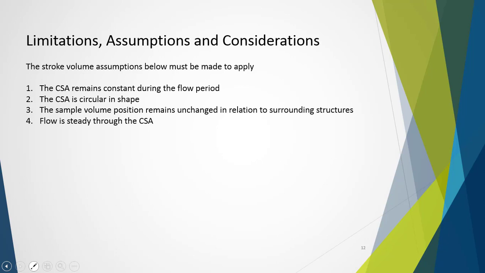As we explored earlier, we understand that flow profiles may change during the period of flow. The cross-sectional area may also change through the period of systole or diastole, and the cross-sectional area is not always circular. Plus, the sample volume used to measure may move, or the heart may move while the sample volume is constant.